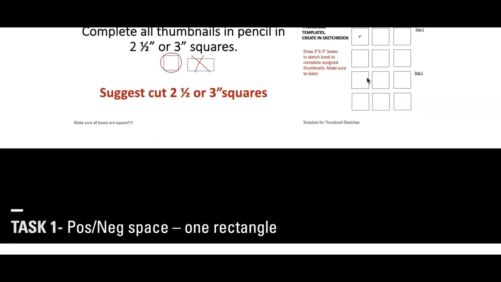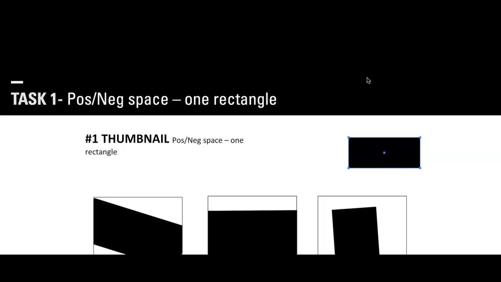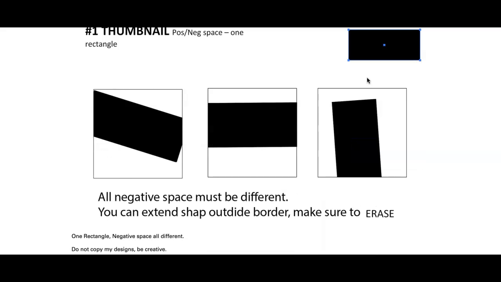Okay, so the first assignment. Let me move it up a little bit. Oh, this is so dang jerky. See if I can make this little thing a little bit smaller. Okay, let's do this. Okay, that's a little bit better.